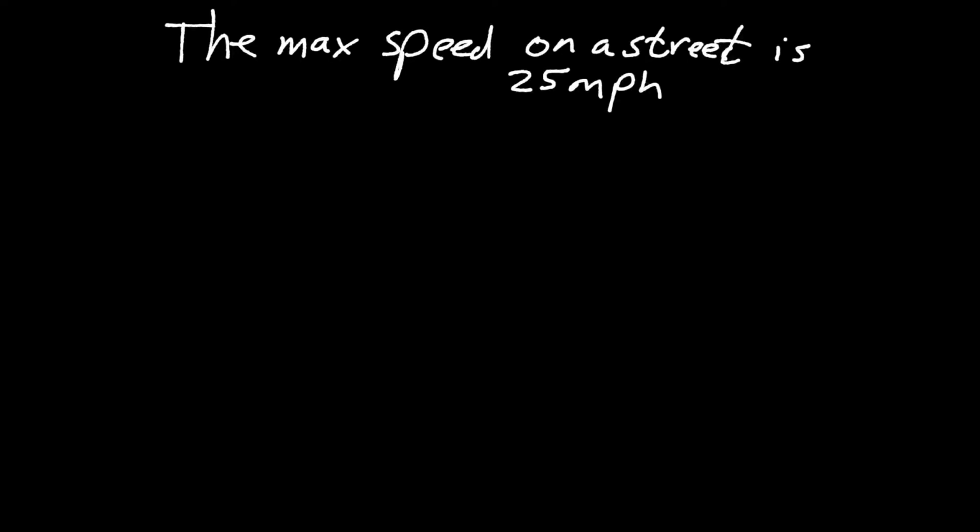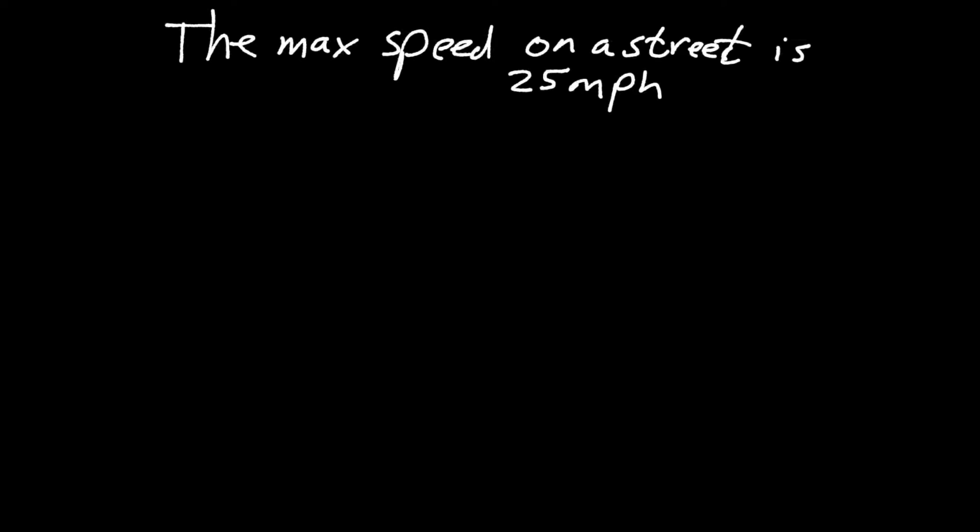Here is a word problem that would use an inequality to solve it. It says the max speed on a street is 25 miles per hour. So we need to figure out, what does that mean? Well, if we are following not real-world rules where people always drive faster and think just in a mathematical sense, max speed can mean that this is the fastest we are allowed to go. We're not allowed to go over 25.